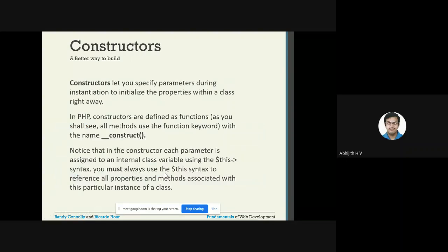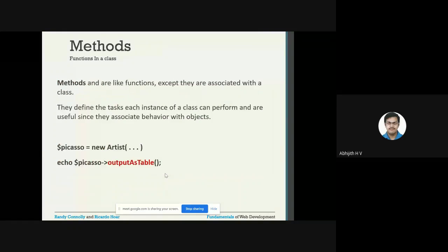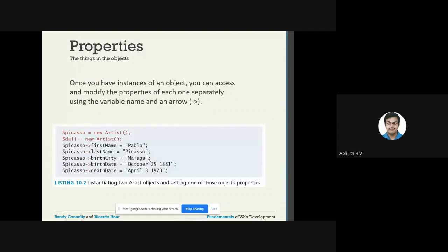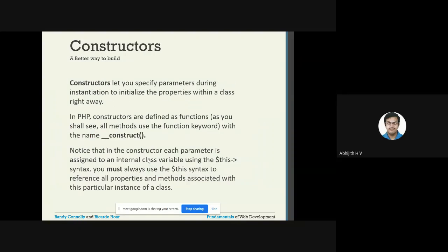Similarly, if you want to access a function also, in that case also you have to use this symbol only: object name followed by arrow, then followed by a function name. This is how we can access the properties and the methods inside the class. This is exactly similar to other languages. Any doubt? No, sir.